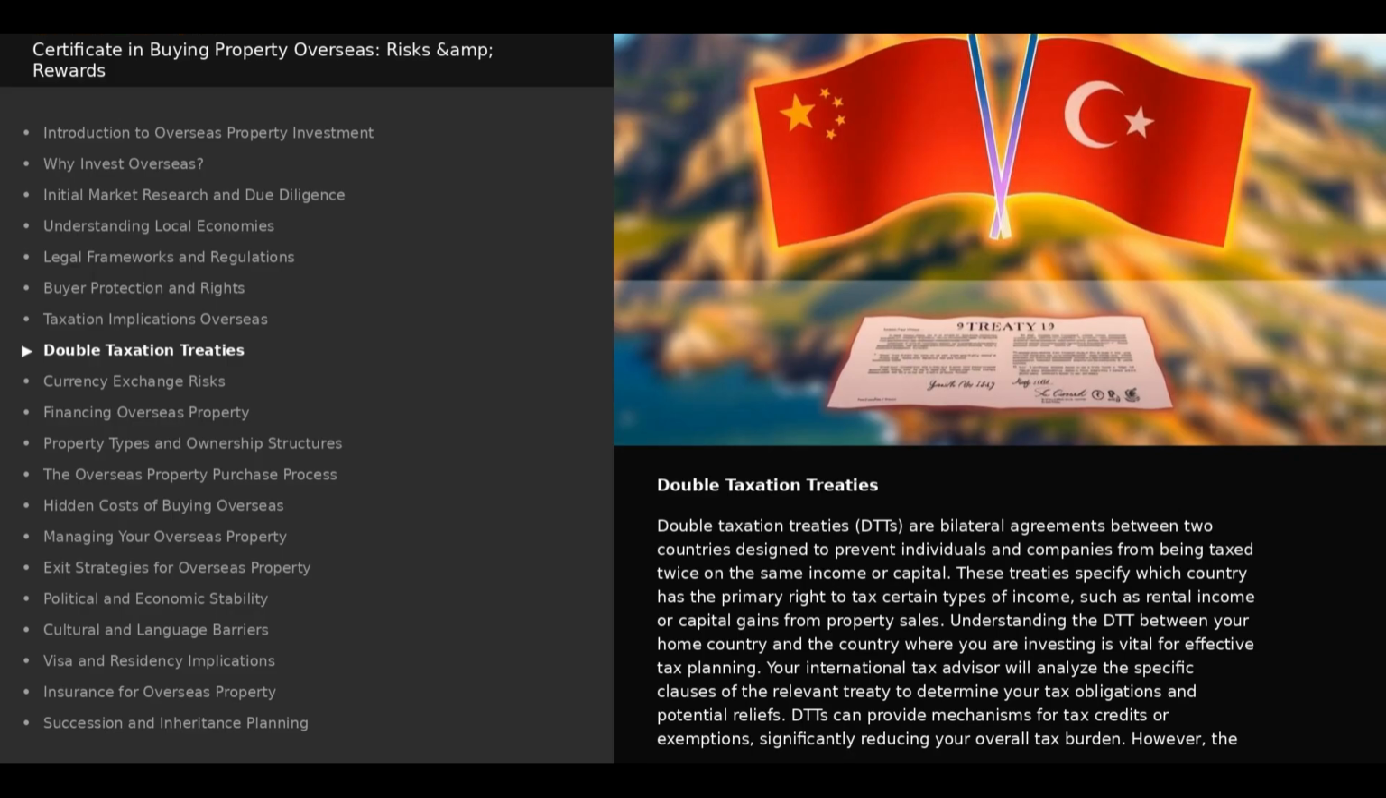Your international tax advisor will analyze the specific clauses of the relevant treaty to determine your tax obligations and potential reliefs. DTTs can provide mechanisms for tax credits or exemptions, significantly reducing your overall tax burden. However, the interpretation and application of these treaties can be complex, requiring expert guidance. Always verify the existence and details of any applicable DTT to optimize your tax strategy and avoid unexpected liabilities.